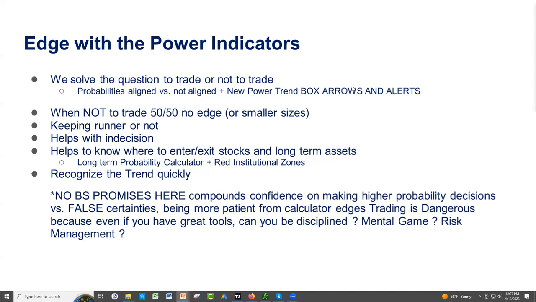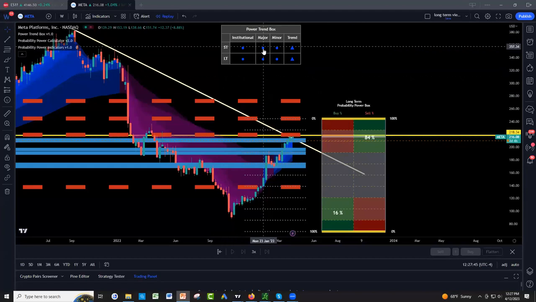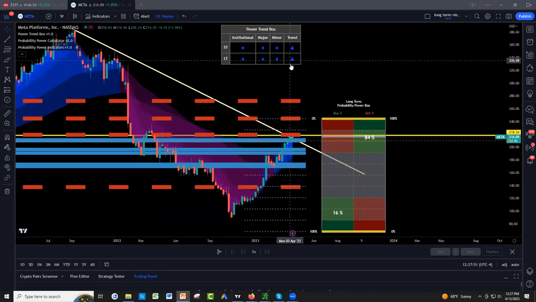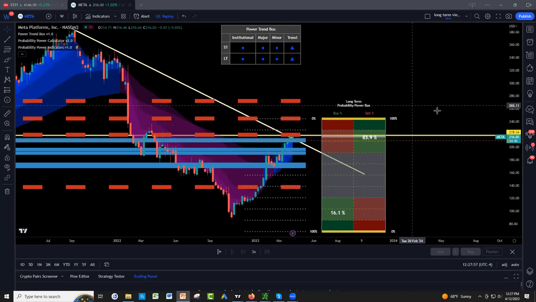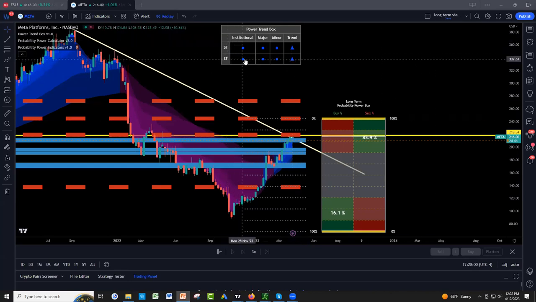By the way, if you are new on the power trend box, this is at the top, and it gives you signals, right? Now, you have visual signals. It's like a green light, red light, but blue buy, you know, blue net buyers, blue buy, right? Long-term box for the power trend box, or short-term for day trading.